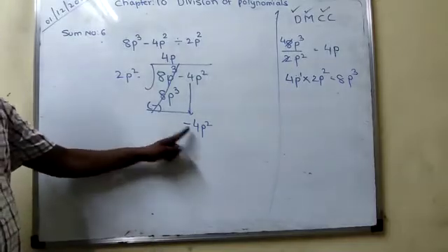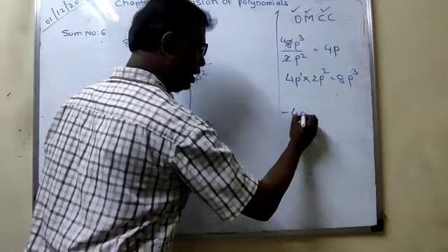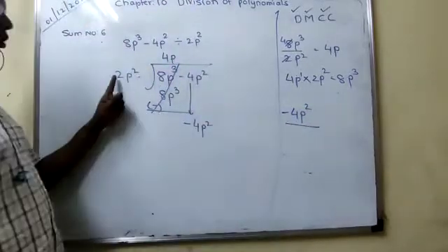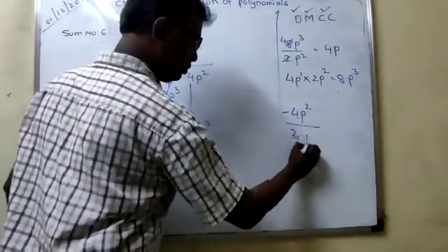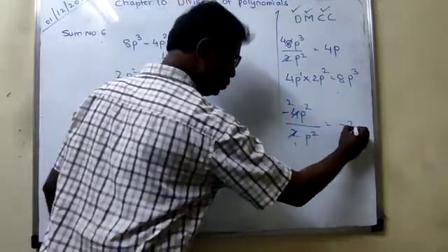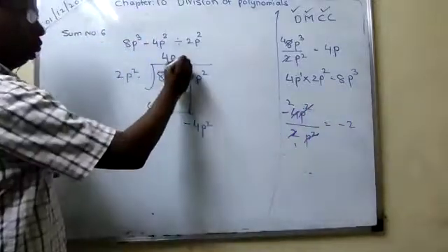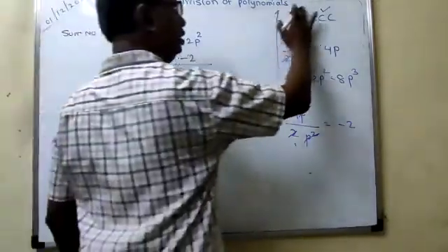Once again, first term divided by first term. What is the first term now? Minus 4p square divided by 2p square. 2 ones are 2, 2 twos are 4, so that is minus 2. P square gets cancelled. The answer is minus 2. So division is over.